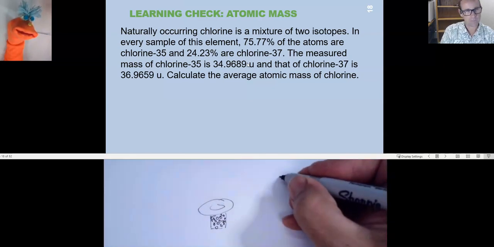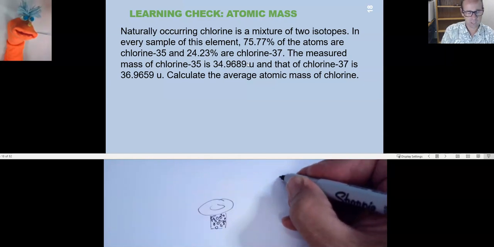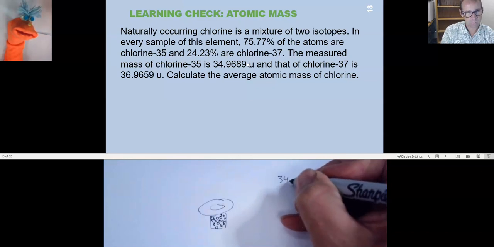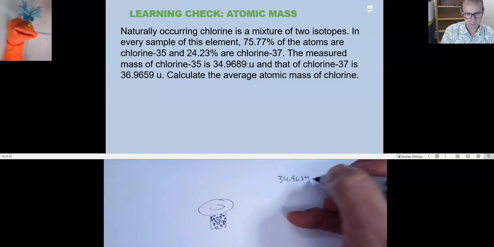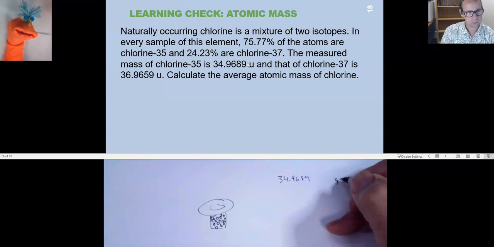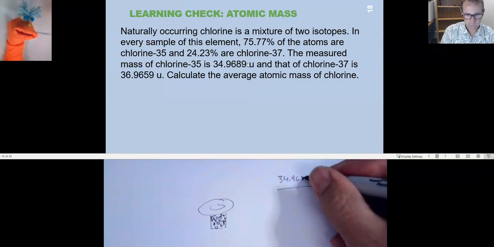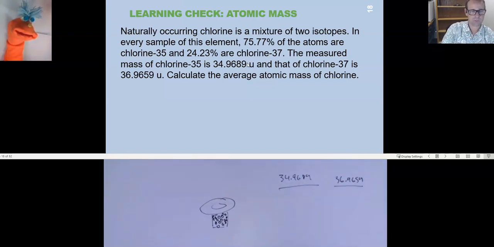So instead of writing down the masses, I'm going to use a tally mark. I'm going to say how many of them have the mass of 34.9689 and how many have the mass of 36.9659. Okay, so I'm going to be taking the tally for both of those.